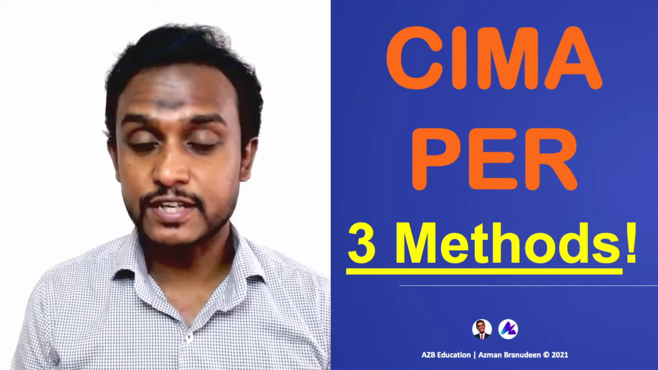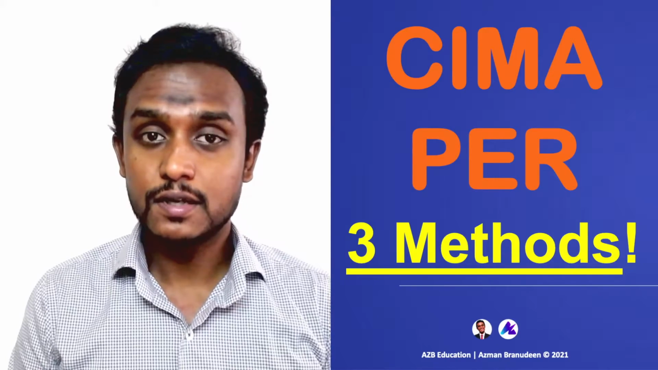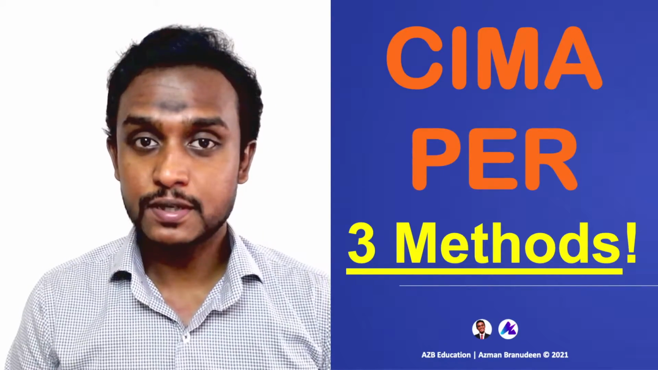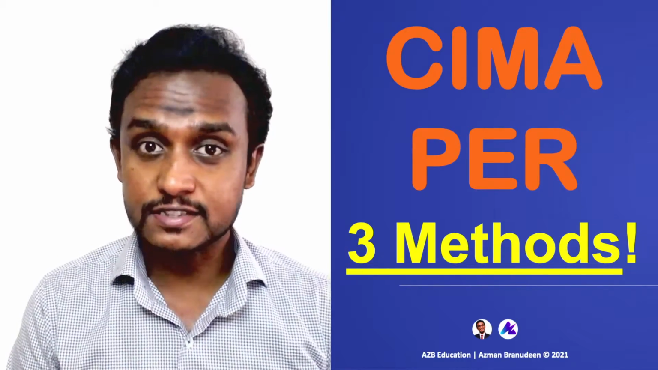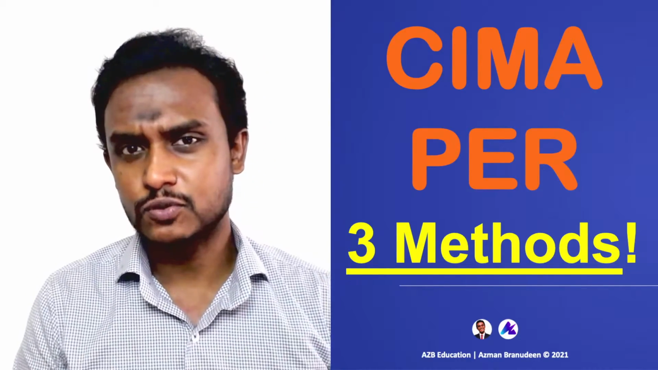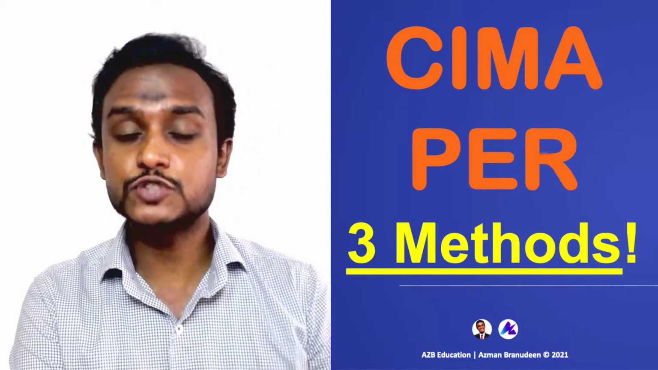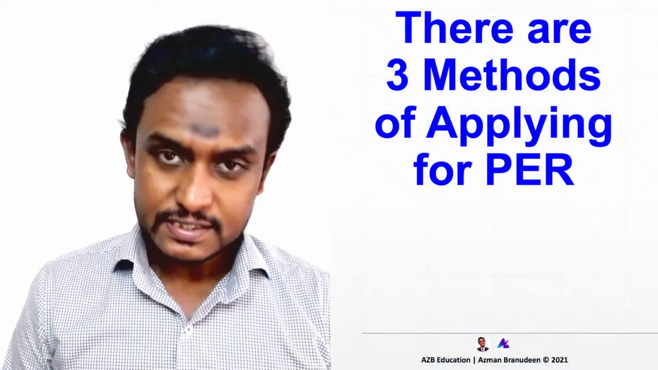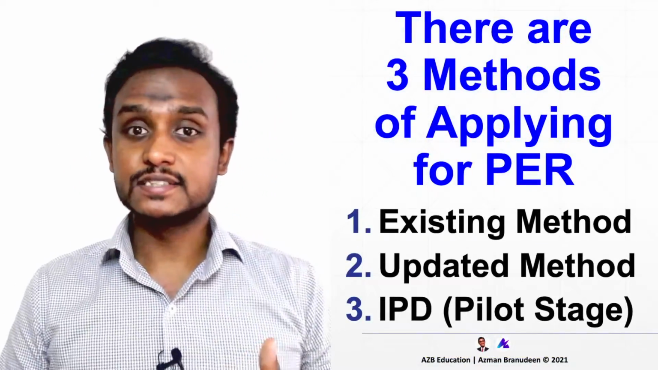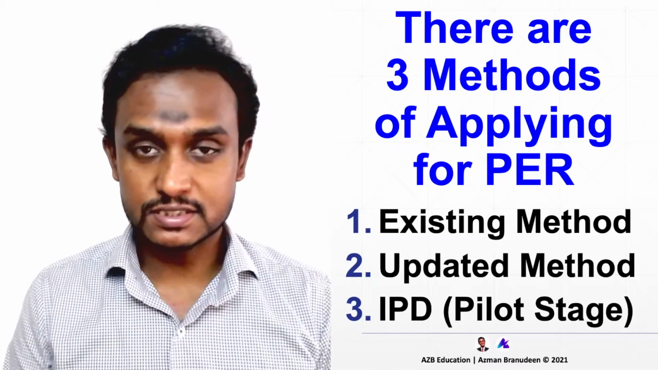There are 3 approaches that you can take to apply for CIMA membership. What are those 3 approaches? That is going to be the main discussion in this video. So I believe that it is going to be very helpful to you to make the decision of which method is more suitable to you. What are these 3 methods? The 3 methods are the existing method, the updated method, and IPD, which is at the pilot stage.